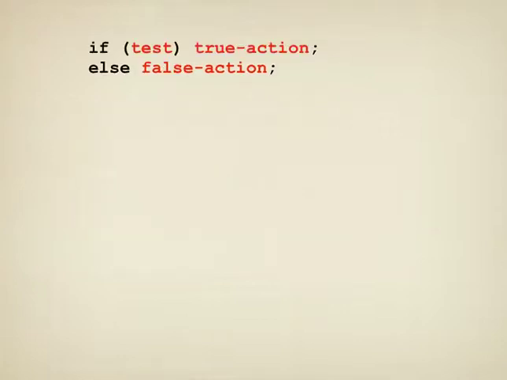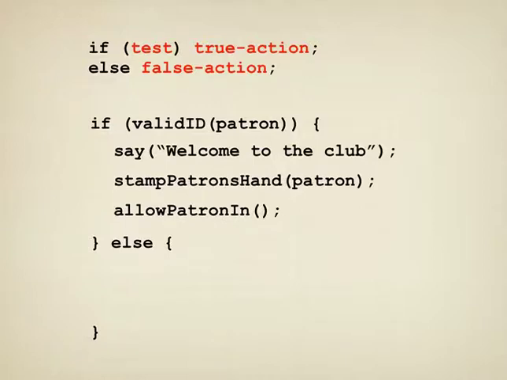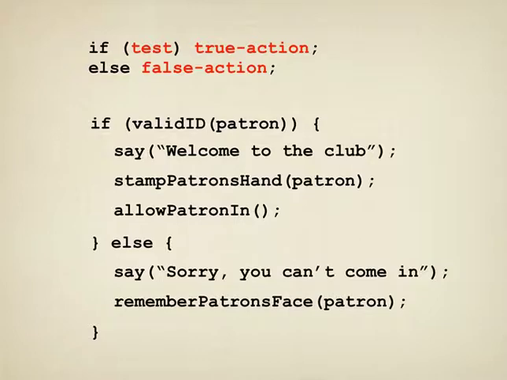Again, we'll put our little template at the top. Here's the structure we have. If the ID is valid, we'll do one set of things. Otherwise, we do a different set. So if it's valid, well, we'll say welcome to the club. We'll stamp their hand. We'll let them in. Otherwise, we say, sorry, you can't come in. We remember their face so that they can't come in again. And all of these functions I'm making up. There's nothing called say. There's nothing called stamp patron's hand. This is just to give you the idea.